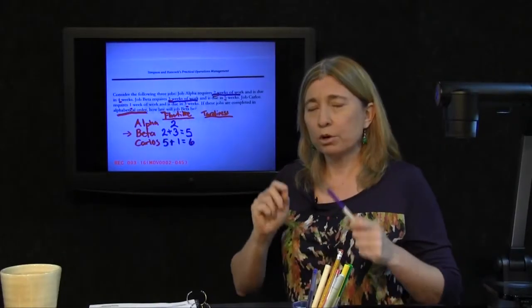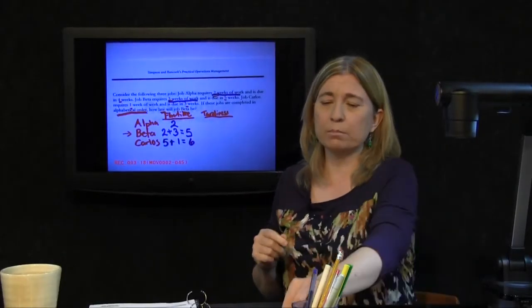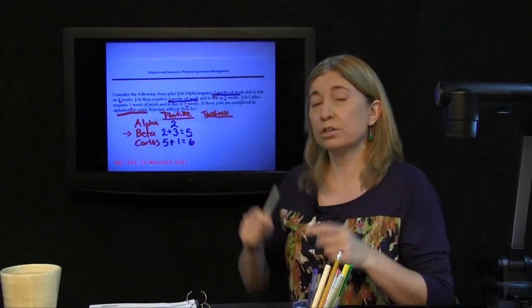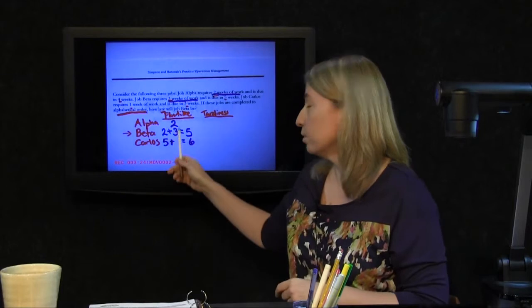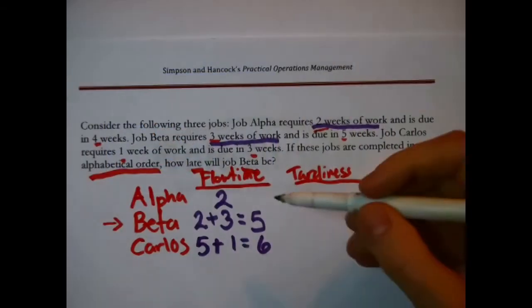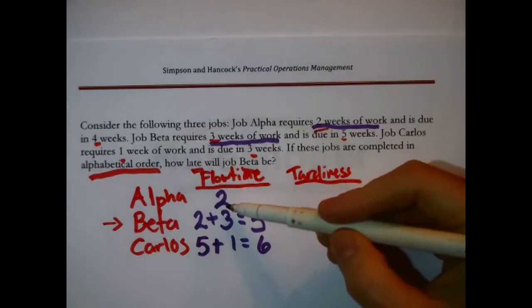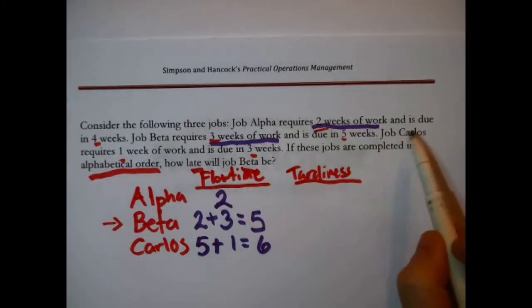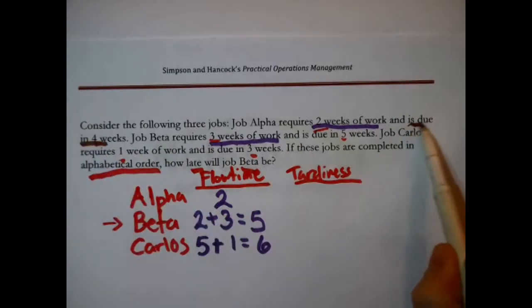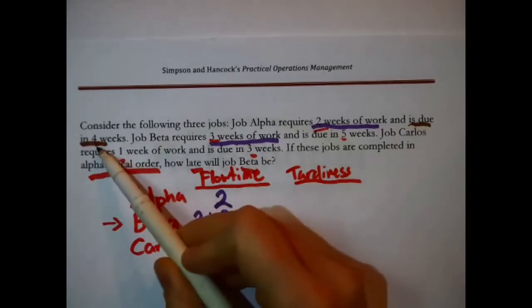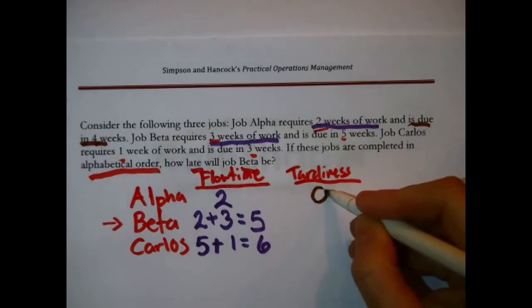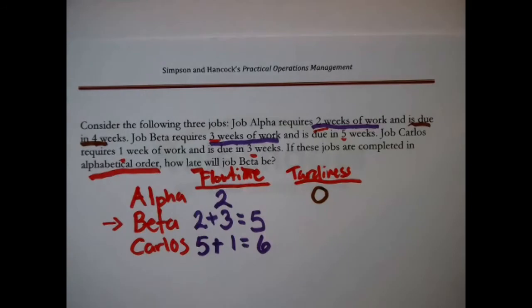Now, the question was about lateness. That means we need to calculate the tardiness next. How do you calculate tardiness? You compare the flow time, now that we've calculated it, with the actual due dates. So alpha will be finished in 2 weeks. I need to look up the deadline: alpha is due in 4 weeks. It will be finished in 2 weeks, is due in 4 weeks. It's not going to be late. This is just logic. Therefore, the tardiness is 0. Nothing. It's not going to be late.